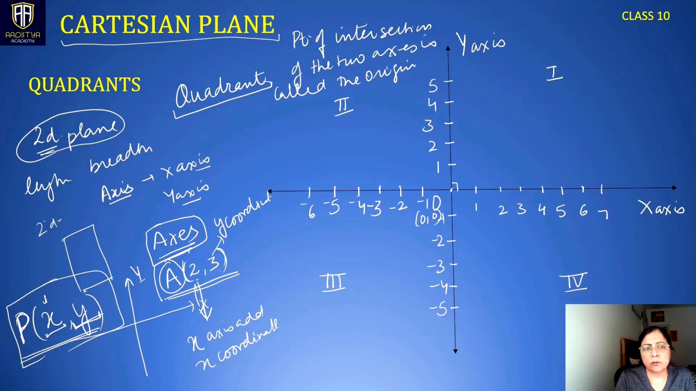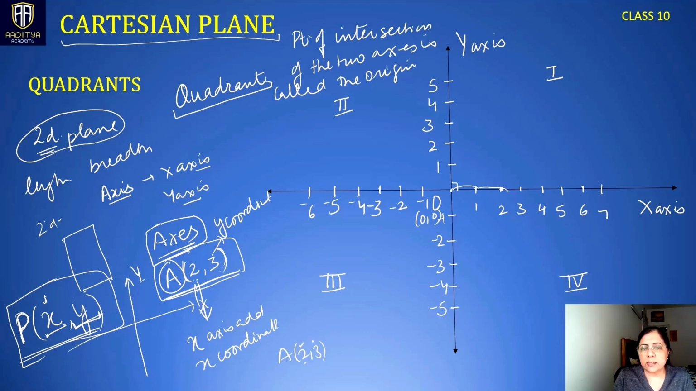Let's say I have to locate point A, which is (2, 3). On the x-axis, I have to go to positive 2. Starting from the origin, if the x-coordinate is positive, move towards the right on the x-axis. So, this is 1, this is 2. This is the point 2 on the x-axis.